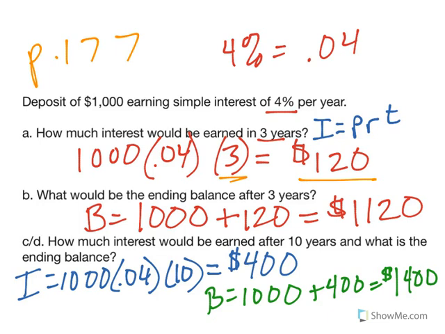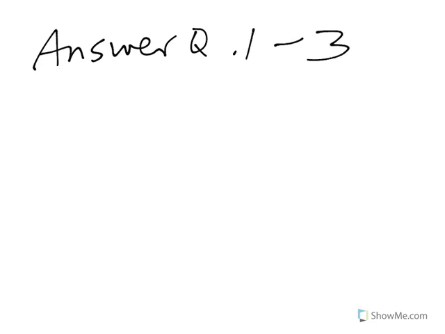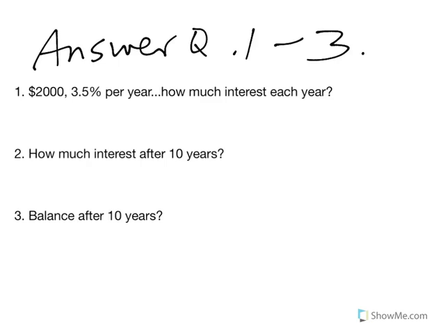All right, I would like you now on page 177 to go ahead and answer questions. So you now hit pause and answer questions 1 through 3, and then come back and see how you did. This problem can actually be done 2 different ways. But the first one, how much interest do you earn each year on a deposit of $2,000 earning 3.5% interest?